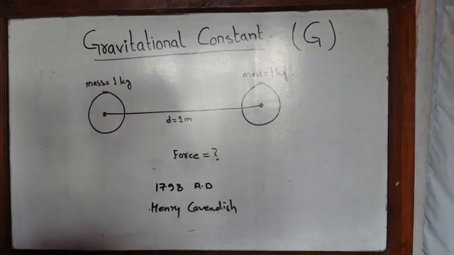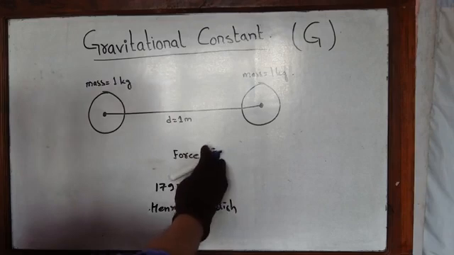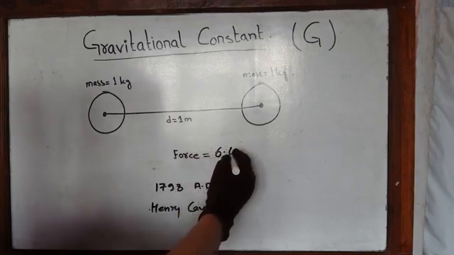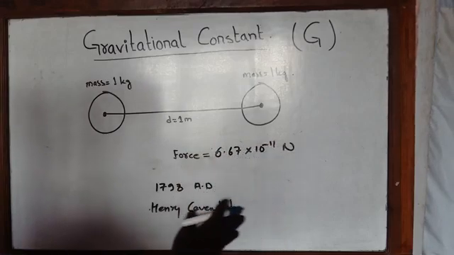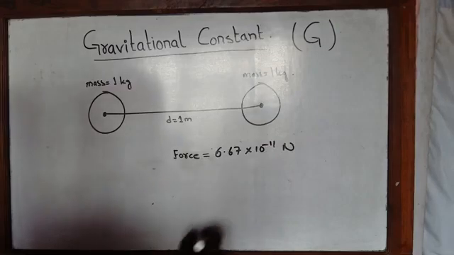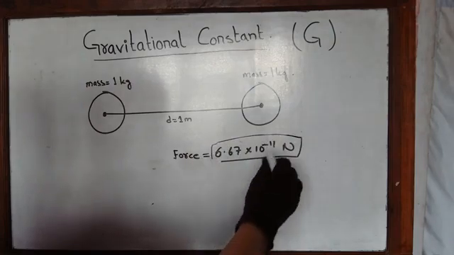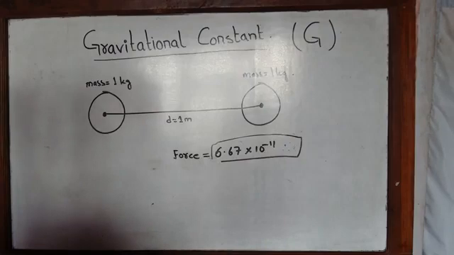And using a very sensitive device, he calculated the force of attraction between them, and it was found to be 6.67 times 10 to the power minus 11 Newton. And this value was taken as the gravitational constant. Not the unit, only the numerical value was taken as the gravitational constant.